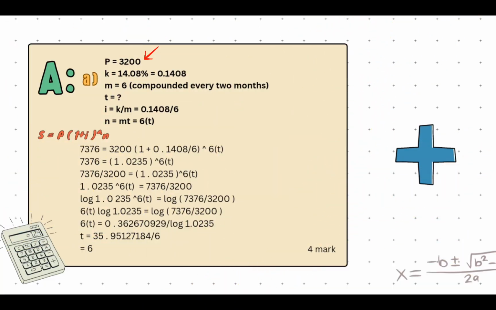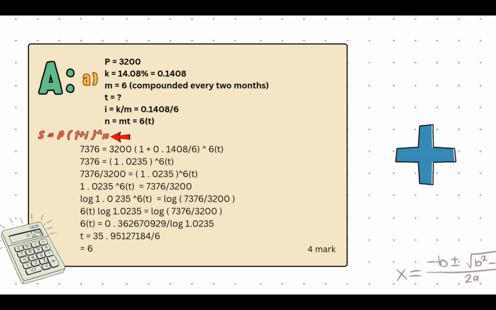Principal P is 3,200 ringgit and the interest rate K is 14.08%, which is equal to 0.1408. The interest is compounded every 2 months, so the value of M is 6. The value of T is unknown. The interest per period is found by dividing 0.1408 by 6, which gives 0.0235. The total number of compounding periods is 60.